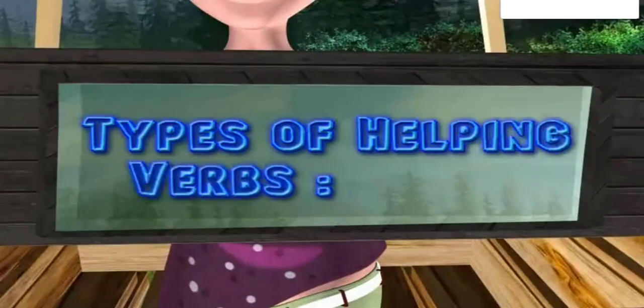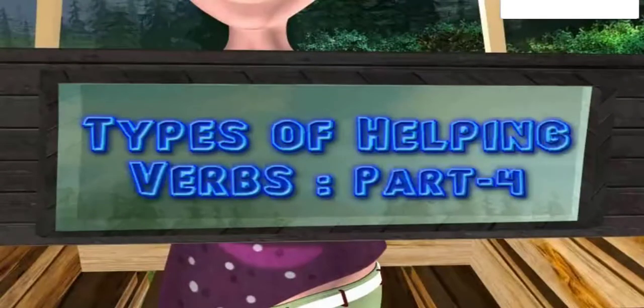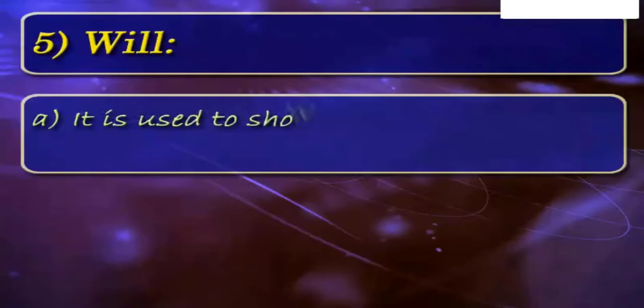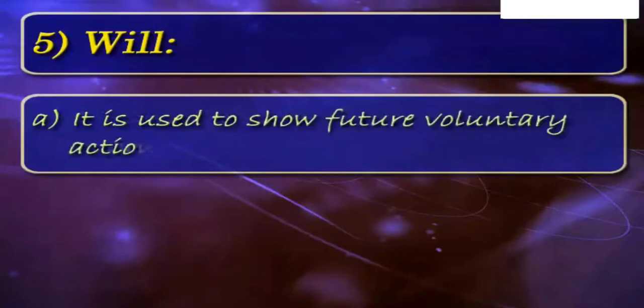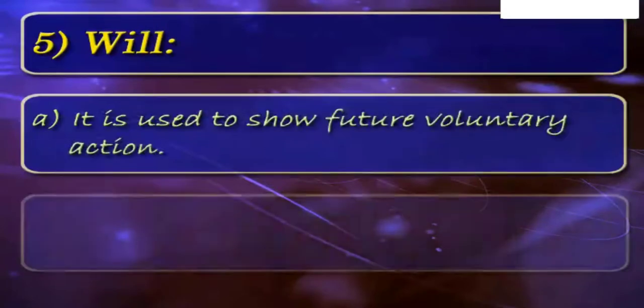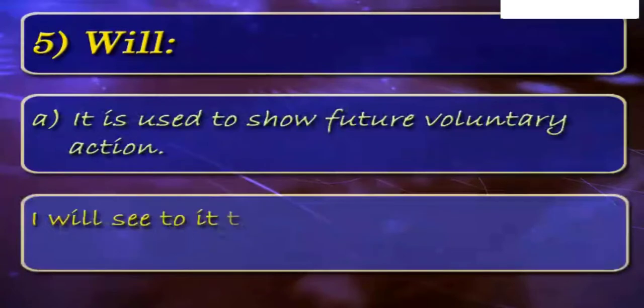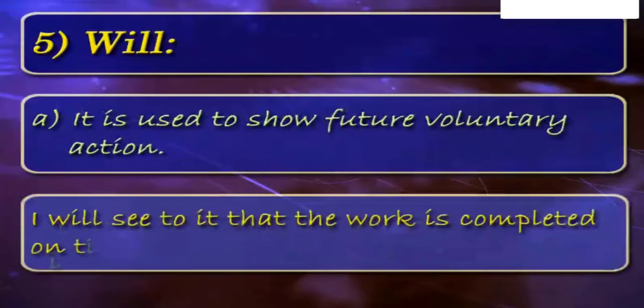Types of helping verbs, Part 4. Next type of helping modal verb is will. A. It is used to show future voluntary action. I will see to it that the work is completed on time. Here, will is used to show the self-assurance given by the subject about the completion of the work.